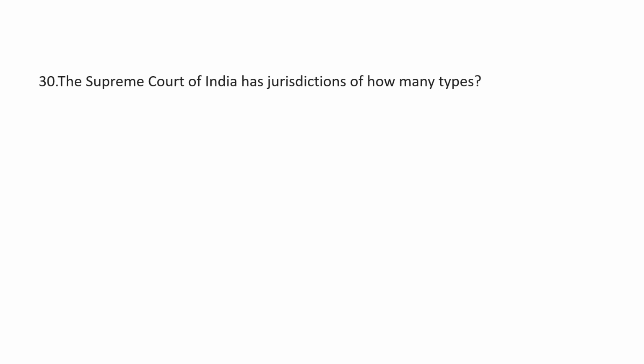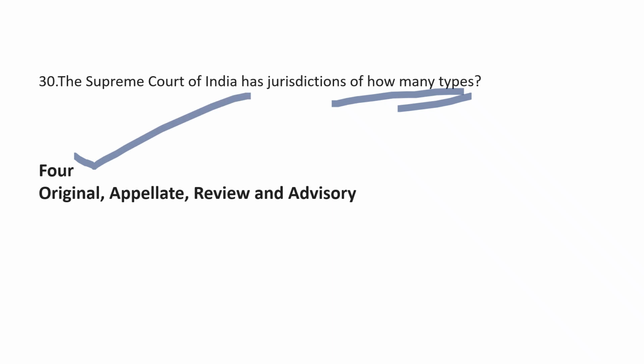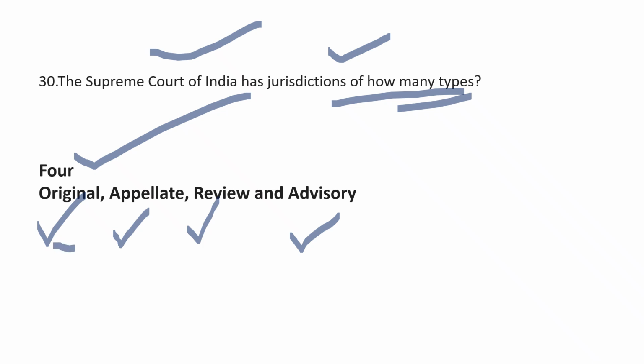Next question. The Supreme Court of India has jurisdictions of how many types? The answer is 4 types. It is the original jurisdiction, the appellate jurisdiction, the review jurisdiction, and also the advisory jurisdiction. The Supreme Court of India has jurisdictions of 4 types: original, appellate, review and advisory.